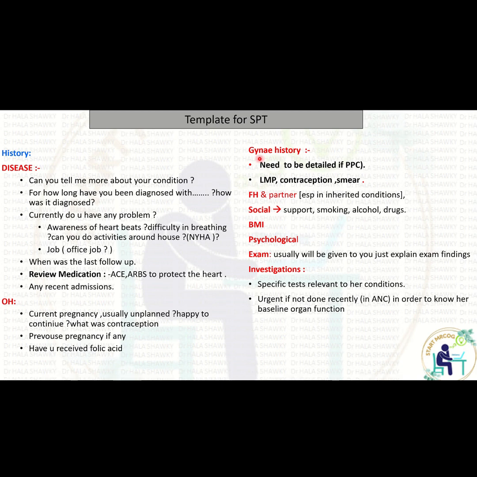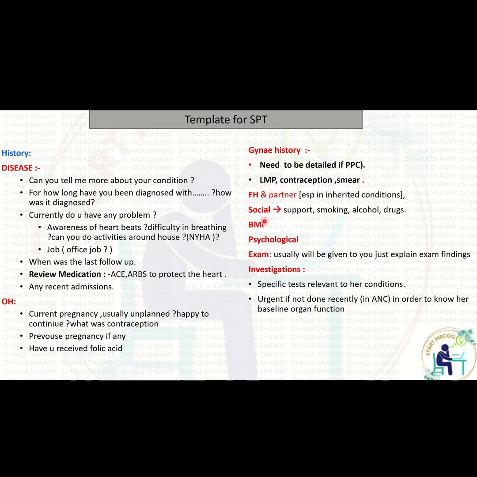Then coming to the gynae history, early pregnancy or preconceptional, we have to ask about last period, contraception, and the smear history. In the family history and the partner, if it is a genetic condition, ask her about the health of the partner and if she has family history positive for this condition. For example, Marfan's syndrome. Sure, she will have family history positive.